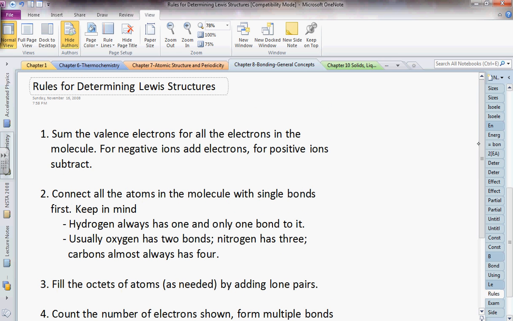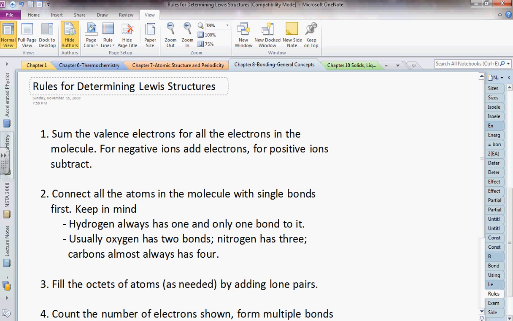Now, there's kind of an art to doing Lewis structures, but there are some rules that can help guide you as you do it. The first step is to sum up the valence electrons for all the atoms in the molecule. In other words, you take every atom in the molecule, determine how many valence electrons it has, and then add up all those valence electrons together. If you have a negative ion, you add electrons to that total, and for positive ions, you subtract the appropriate number of electrons.